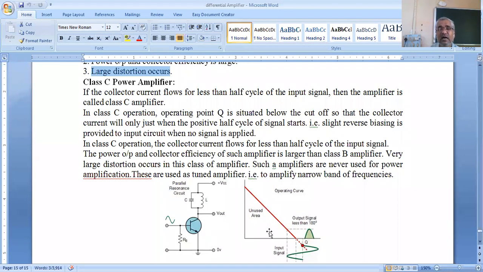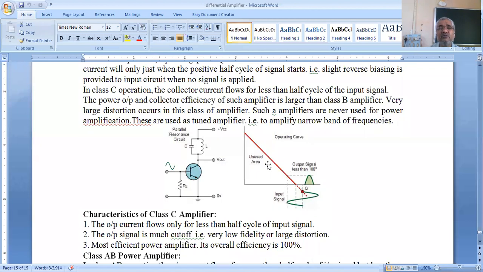आता इथे हा जो class C operational amplifier आहे, so the collector current flows for less than half cycle of the input signal. म्हणजे आपल्याला क्लास A मध्ये कंप्लीट सायकलला कलेक्टर करंट फ्लो होता, क्लास B मध्ये हाफ सायकलला कलेक्टर करंट फ्लो होत होता, आणि आता क्लास C मध्ये लेस दॅन हाफ सायकल म्हणजे पूर्ण हाफ सायकल सुद्धा या ठिकाणी एम्प्लिफाय होत नाही, म्हणजे लेस दॅन हाफ सायकल. बरोबर, म्हणजे the operating point is selected too much below the cut-off.